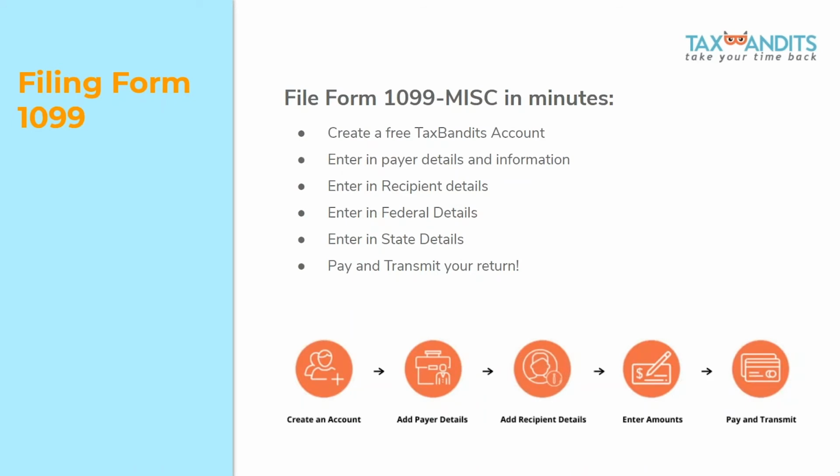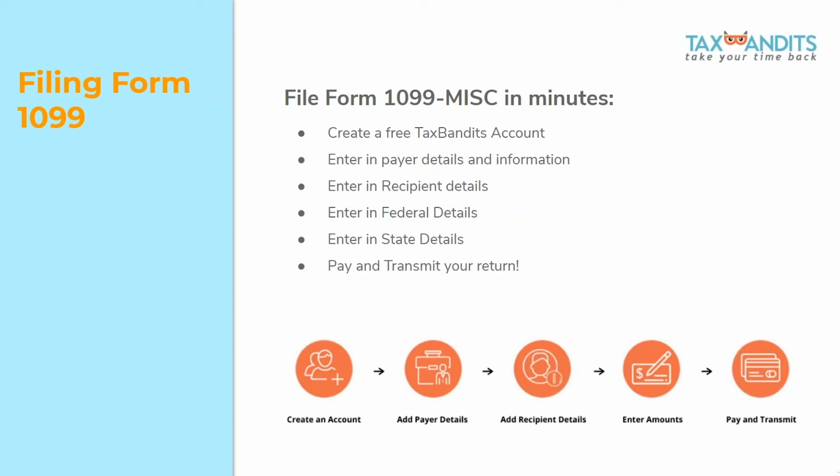Filing with TaxBandits is simple. If you haven't done so already, create a free TaxBandits account. From there, you will enter in your details and information. Next, enter in the recipient information. After that, you will enter in federal details and state details if needed.